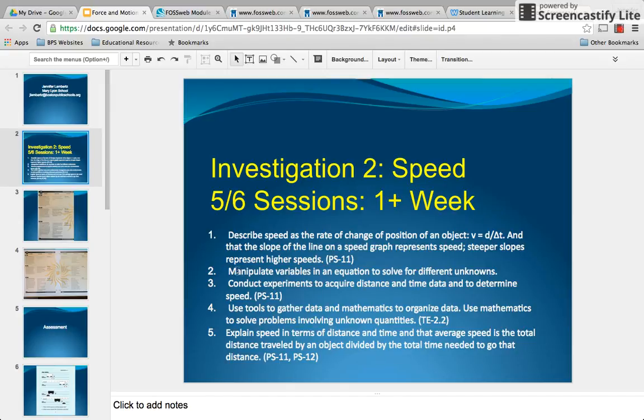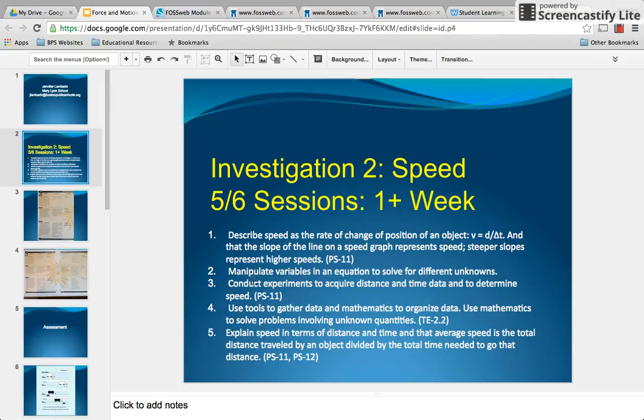In this investigation, they'll also be manipulating variables in an equation to solve for different unknowns, which means they'll be able to determine time when they have distance and speed, or they'll be able to determine distance when they have speed and time, or time when they have speed and distance. I would say there needs to be more practice of this skill than there is in the investigation.